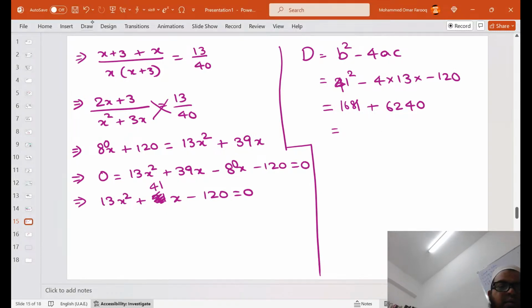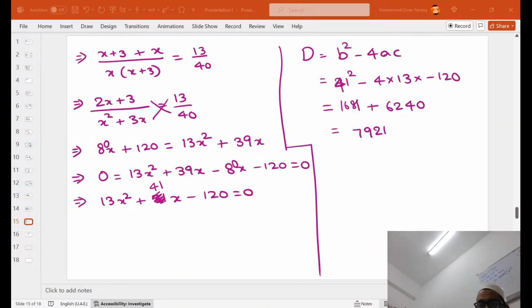1 plus 0 is 1, 8 plus 4 is 12, 6 plus 2 is 8, 9, 7,921. So can somebody find out what is the square root of this? What is the answer? 7921. Can anybody tell me the answer? 89. Thank you, Michelle.